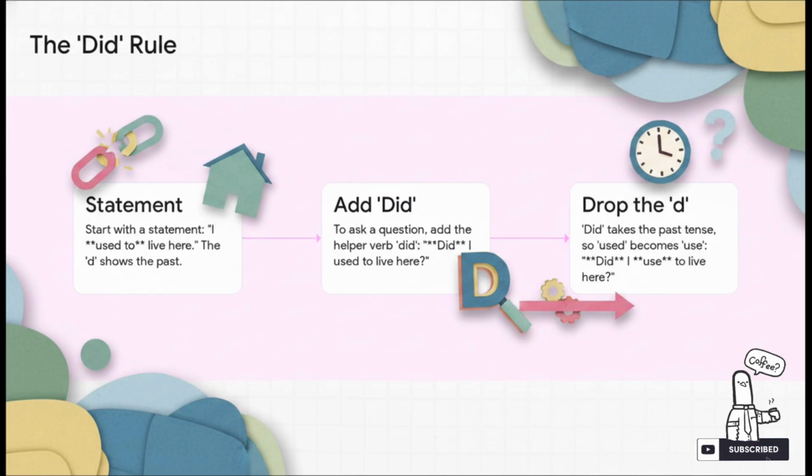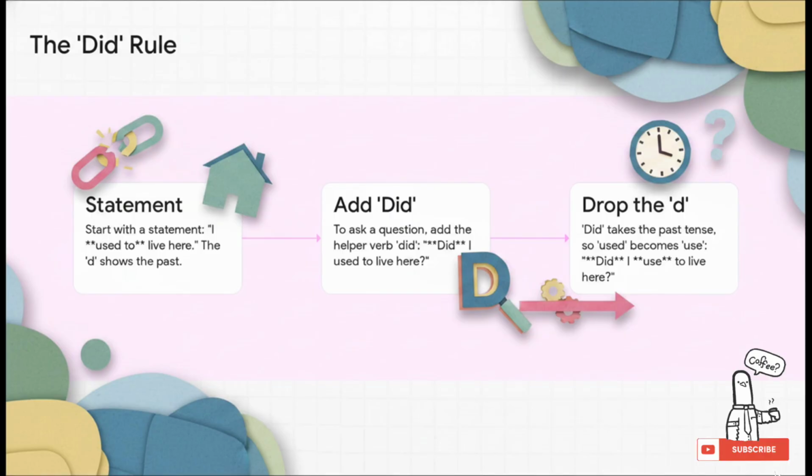So, you start with a basic statement about the past. "I used to live here." See that D on "used"? That tells us it's past tense. Simple enough. But now, let's make it a question. To do that, we bring in the helper verb "did." But here's the thing. "Did" is already a past tense word. And here's the rule in English. You really only need one thing to tell you it's the past.